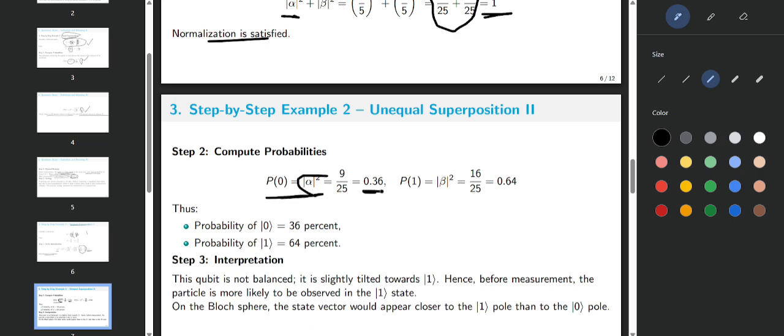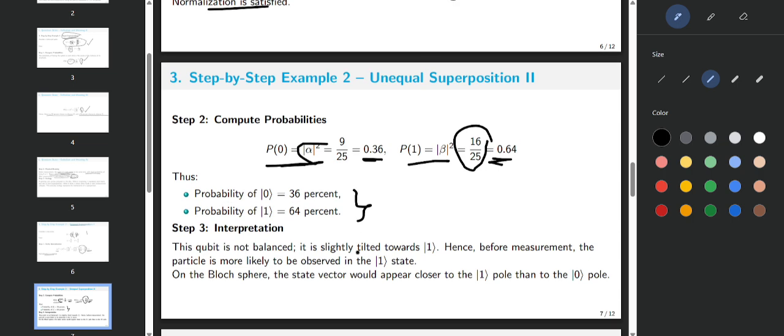In this particular case, they are not equal, so the probabilities are not equal. If you measure it, most of the time you will get 1, because 1 has the higher probability. You can imagine a coin that is slightly heavier on one side, so it lands on that side more often. If the coin is tilted to one side, it will land on that side every time you toss it. That is the meaning of this unequal superposition equation.